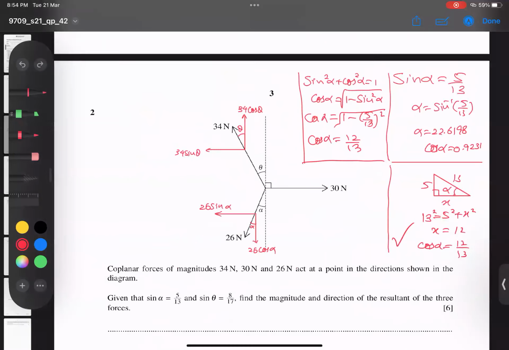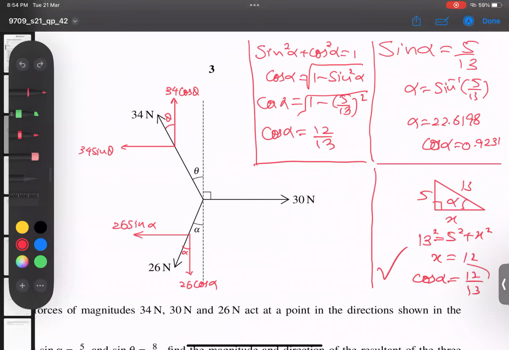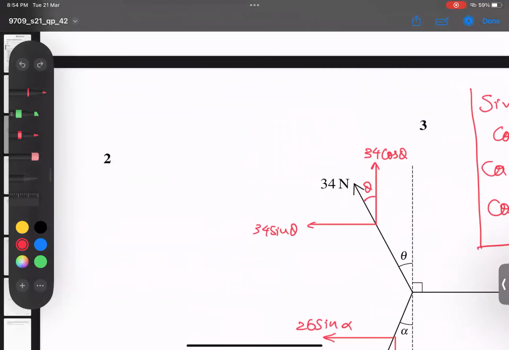So now I'm using it. Now, as I got cos alpha, I think it is a very, very clear approach. This cos alpha value will go here, and this sin alpha value will go here. I hope the point is very clear. And now the same approach, the same way, I will go for theta also.